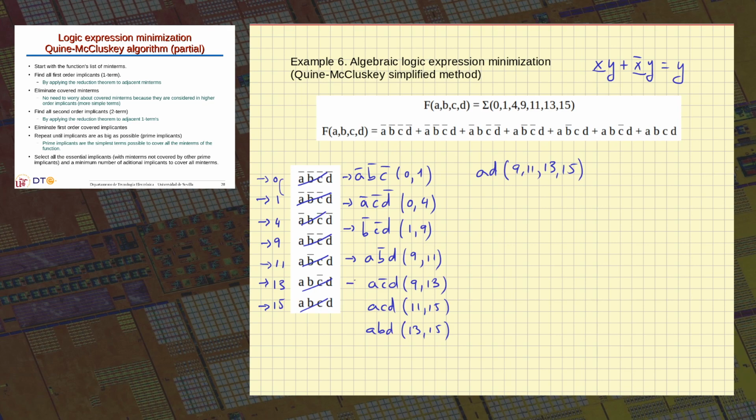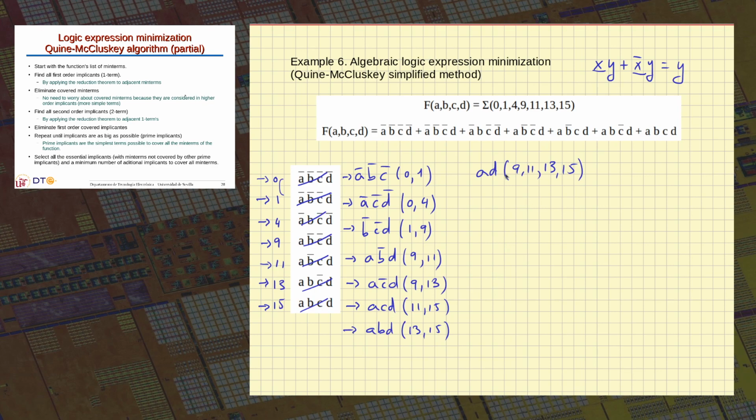Okay, now I check this one, ACD, ACD, again, I can simplify here. I have AD, that is minterm 9, 11, 13, and 15. Actually, this simplification gives the same term, so I don't have to repeat the term. And this one cannot be simplified. Again, now this one and this one cannot be simplified, and I have checked everything.